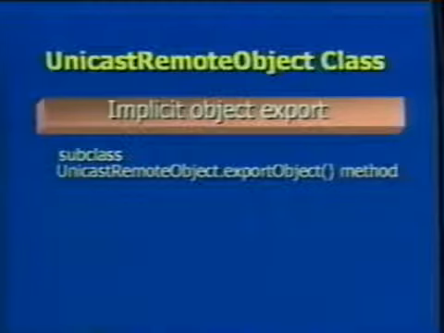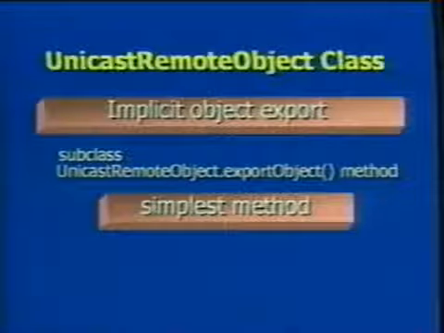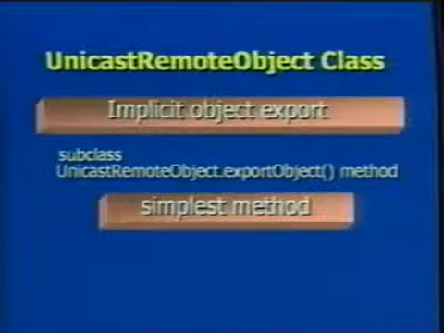You can see there are needs for both. The simplest means is obviously to subclass UnicastRemoteObject, but what happens when you need to subclass something else, such as a Thread object or some other object that you want to use for your application? So this is why we have these two different methods for exporting classes.